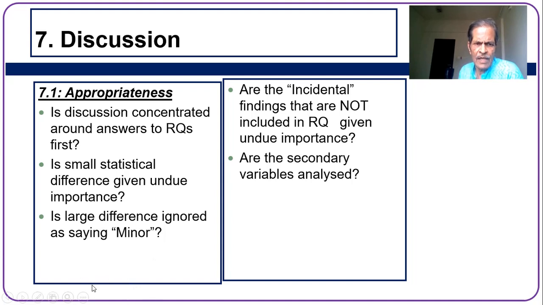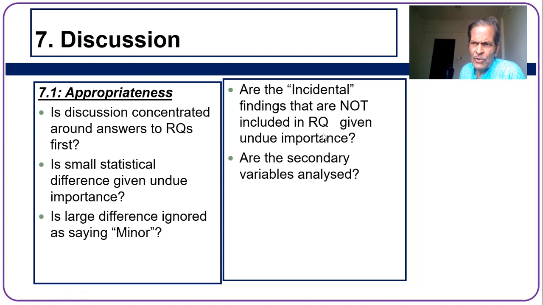So whether a large or significant difference is ignored as minor, especially in the secondary variables. Are incidental findings that are not included in the research question given undue importance? Sometimes the main study variable is the cure rate of the drug, and the side effects are the secondary variable. But suddenly the person finds that there is no difference in the cure rate of the two drugs, and there is a difference in the side effects of the drug. The new drug gives fewer side effects. That is the conclusion. Then the authors try to say that this is a good drug because it is giving fewer side effects. So that is the argument in the discussion.